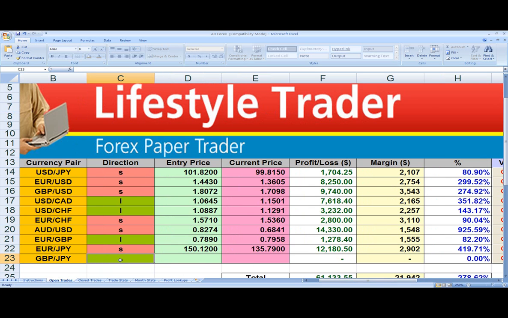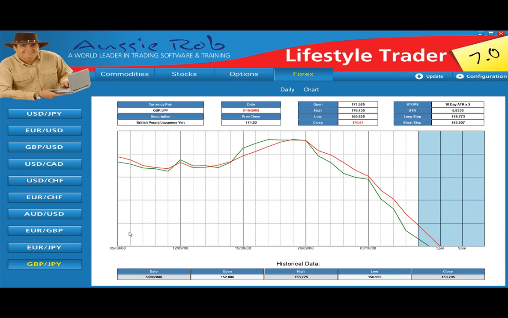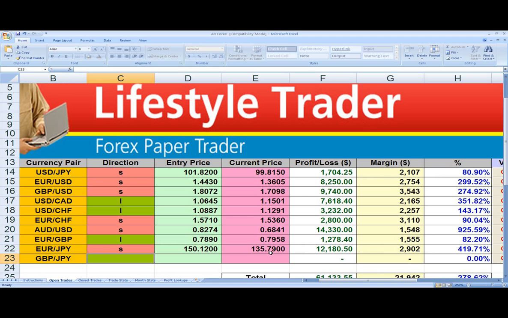Last pair is the pound yen. Let's have a look. It was a short signal also, and the open in this case was 188.04. Okay, and the close is 170.64 currently. This was a short, and the entry was 188.04. Okay, and you can see quite substantial profits on this one as well.